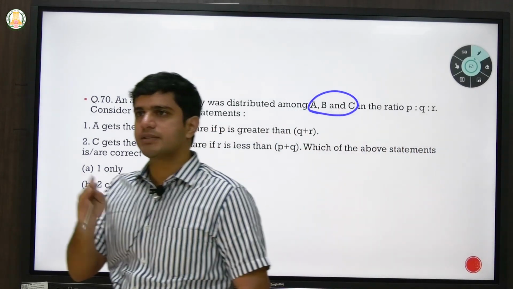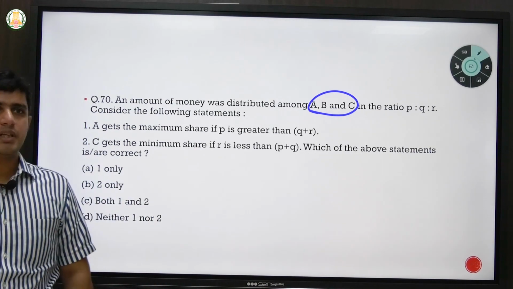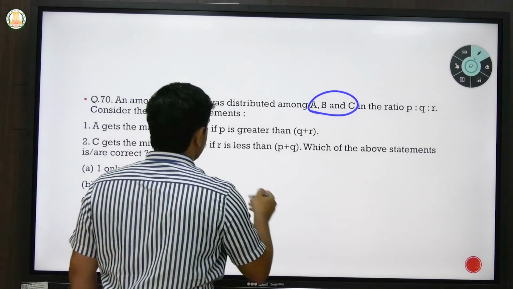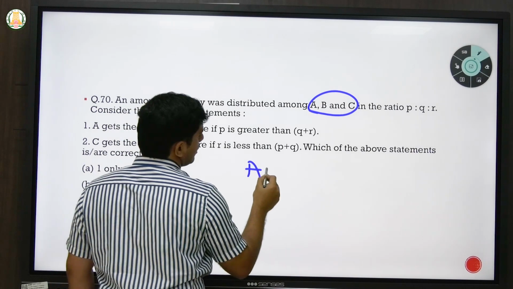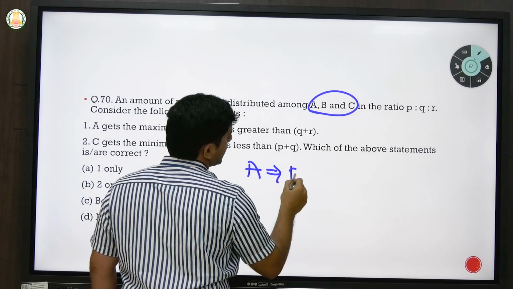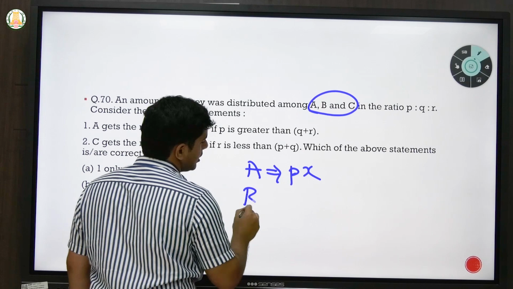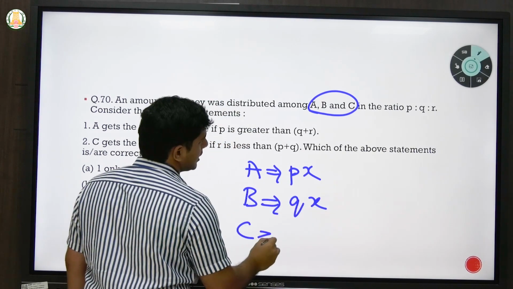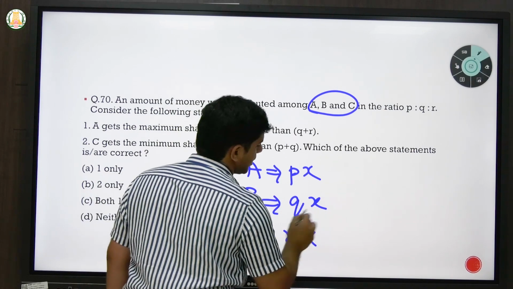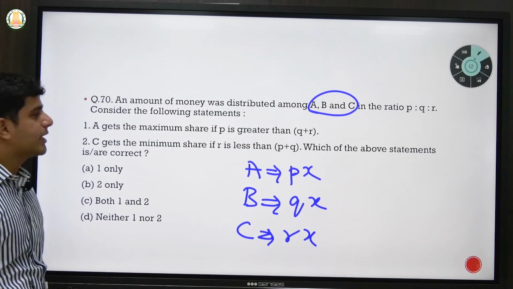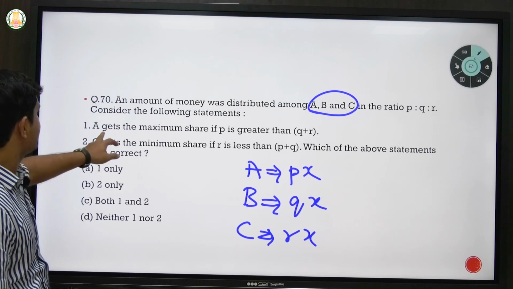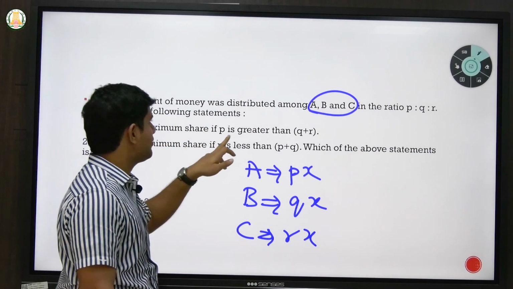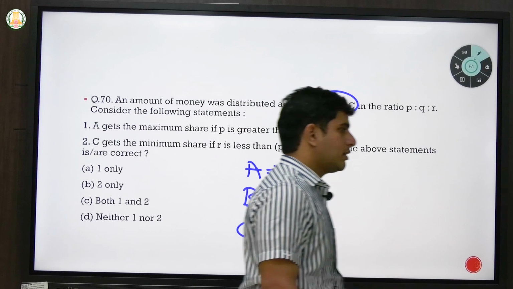So, let's assume Px, Qx and Rx, that will be in the ratio P is to Q is to R. So, now let's say A will get Px amount of money, B will get Qx amount of money and C will get Rx amount of money. Okay. This is the amount they are getting. Now, what he is saying, A gets the maximum share if P is greater than Q plus R.